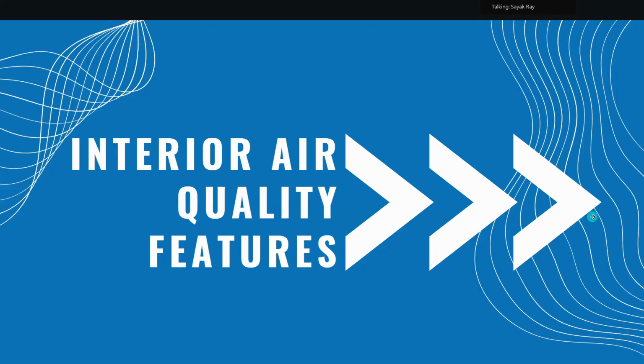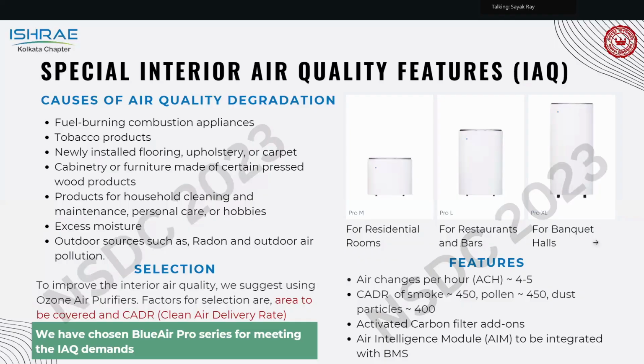Moving on to the next slide, the interior air quality features. It was an objective given to us from Ishrae that the hotel which we are designing should contain some special interior air quality features. Since it's a 5-star hotel, it would have some special features which would cater to the needs of its residents.